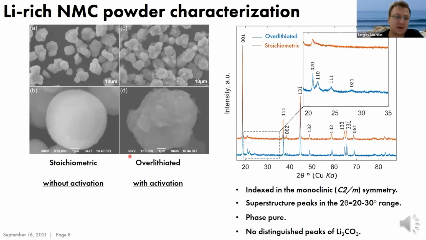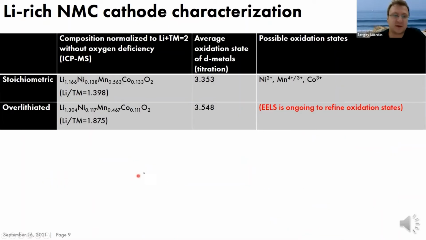So we prepared several sets of powders, and here you can see a SEM image of two powders. One is stoichiometric, which doesn't show the activation process, and another is overlithiated with activation. They were characterized by X-ray diffraction, and here are very sharp XRD patterns indexed in monoclinic symmetry with the typical superstructure for NMC, and superstructure peaks are a little bit more intense for the overlithiated case. We also performed inductively coupled plasma mass spectrometry in order to determine exact composition and lithium to transition metal ratio, as you can see in this table.